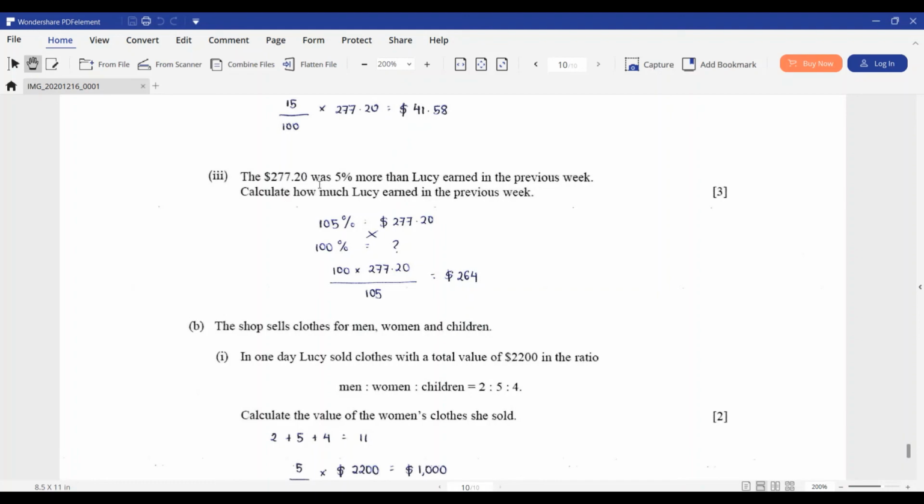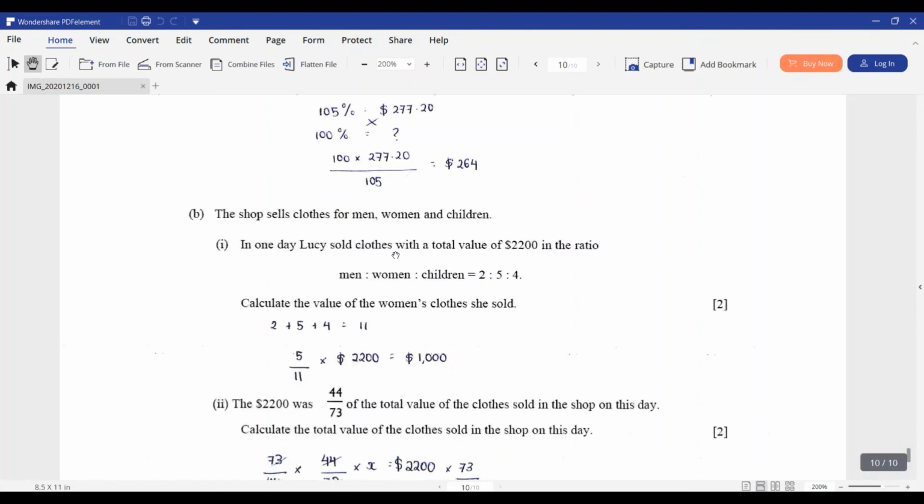The $277.20 was 5% more than Lucy earned in the previous week. Calculate how much Lucy earned in the previous week. So 5% more means 100 plus 5%. So 105% of an amount is 277.2. What is the 100% of the amount? So cross multiply. So 100 times 277.20 over 105. This is 27,720 over 105, which is equal to $264.